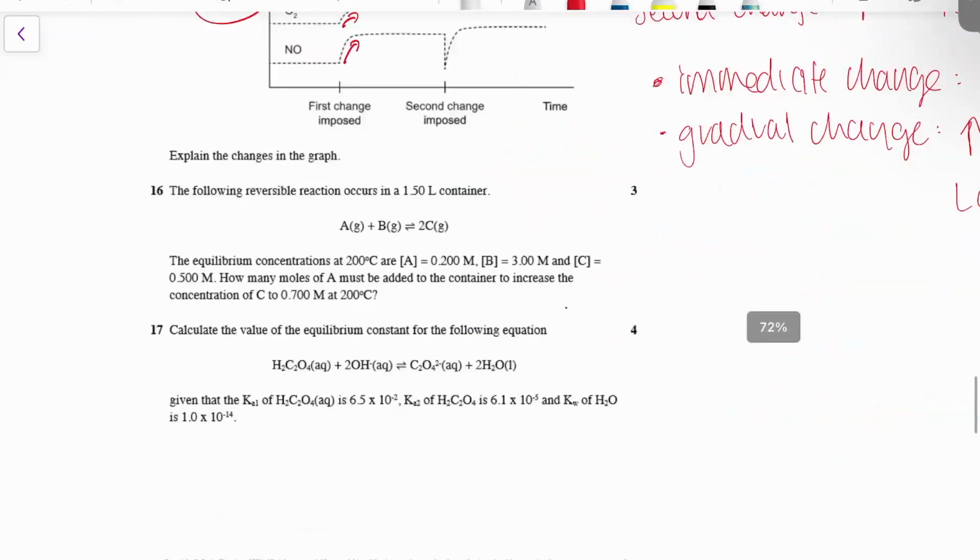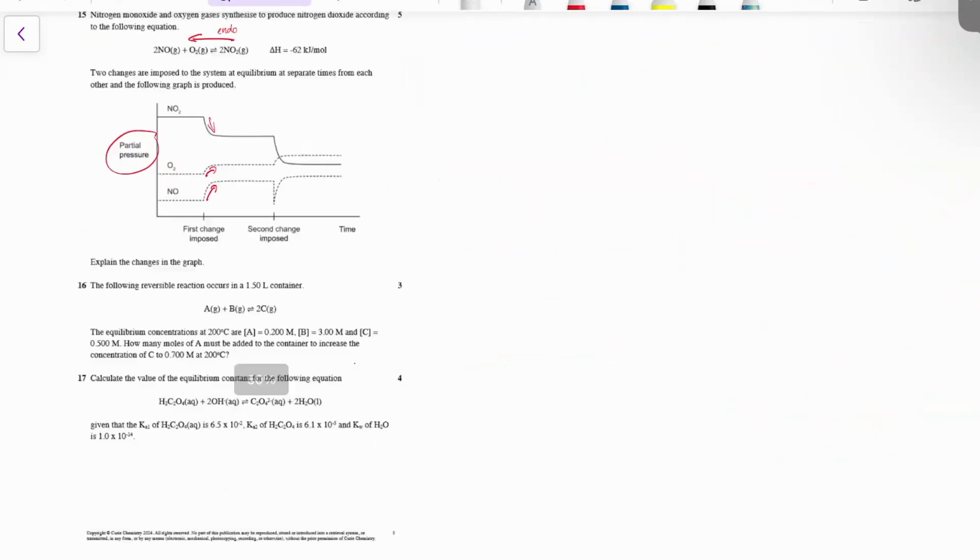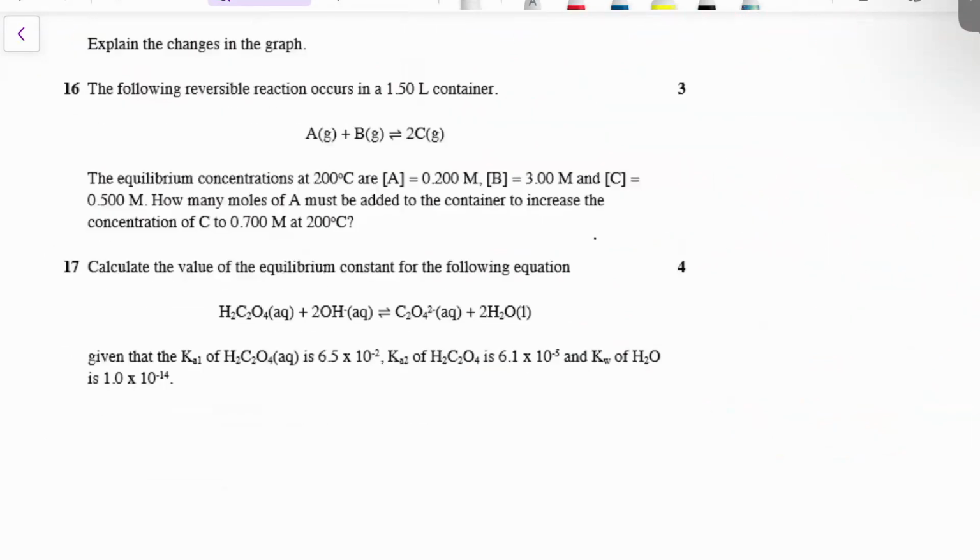Question 16. The following reversible reaction occurs in a 1.5-liter container: Ag plus Bg turns into 2Cg. The equilibrium concentrations at 200 are 0.23 and 0.5. How many moles of A must be added to the container to increase the concentration of C to 0.7 at 200?